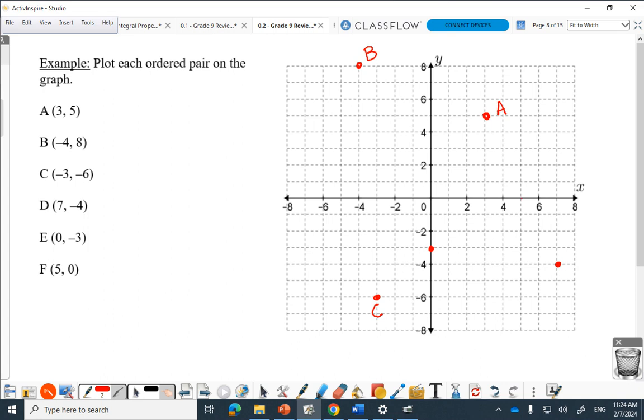And 5, 0. Oh, I didn't label those last couple, did I? So 7, -4 was D. 0, -3 was E. And 5, 0 was F. Are we okay on graphing points? Even if you sort of forgot, now it's like, okay, I kind of got it.